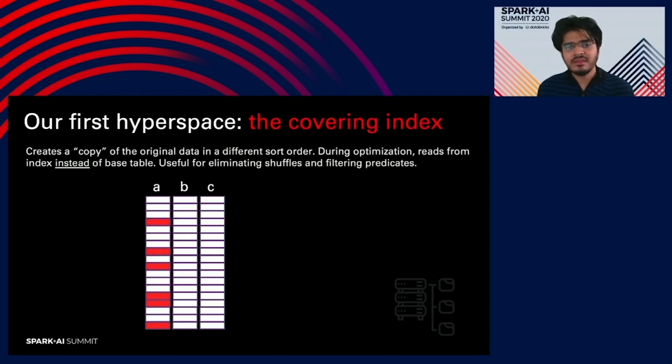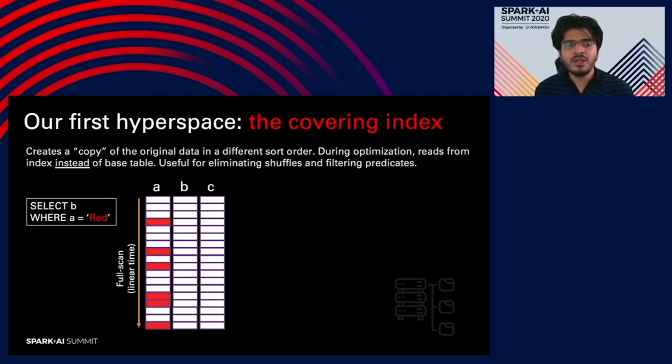Imagine a table having 3 columns and you're trying to execute a query. This query is super simple. It says select B where A equals red. The only way to execute this query would be to do a full scan on top of this table, and this full scan would end up taking linear time. Obviously, I'm not considering optimizations like min, max, but I've tried to dumb it down and simplify just to get the concept across.